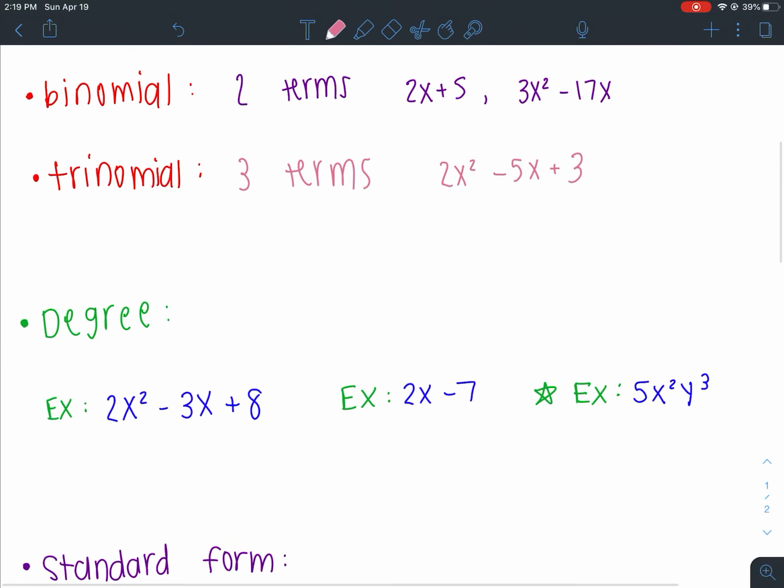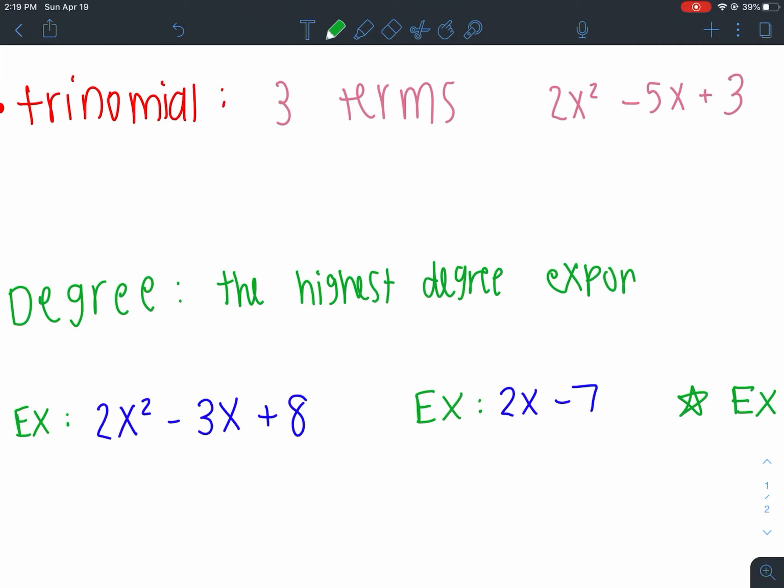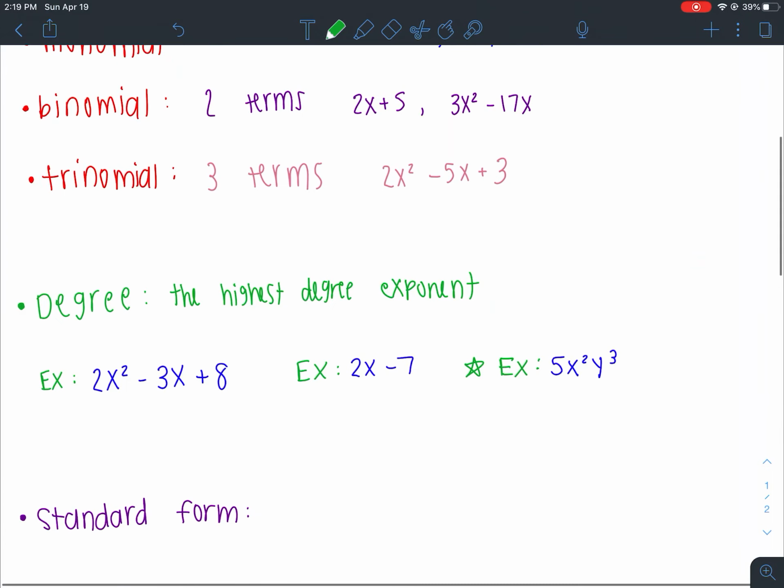Now let's talk about what degree is. Degree is how we classify polynomials, and you classify them by the highest degree exponent. Okay? So whatever the highest exponent is, that's going to be the degree of that entire polynomial. Now I do have a star next to that last one because that one is treated differently.